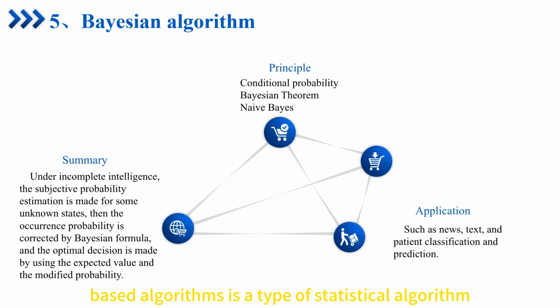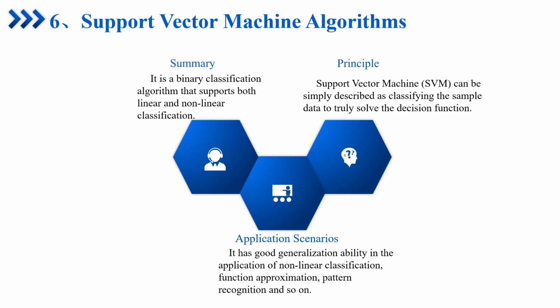Bayesian algorithms is a type of statistical algorithm that uses Bayes' theorem to make predictions or decisions. It involves updating a prior belief or probability based on new evidence or data. It's particularly useful in situations with limited data and high uncertainty, where it can provide a way to reason about probabilities and make informed decisions.